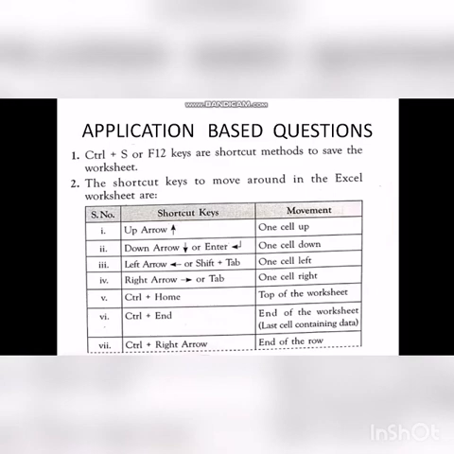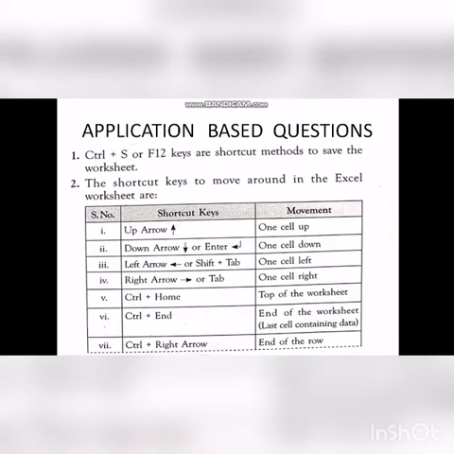Second question, Rahul wants to create a workbook containing the monthly expenses. Suggest him some shortcut keys to move around in an Excel workbook. This answer is in your book and you can mark this answer. The shortcut keys to move around in the Excel worksheets are given. First, second, third, fourth, fifth, sixth, seventh. That is up arrow one cell up, down arrow one cell down, left arrow one cell left, right arrow one cell right. Ctrl+Home top of the worksheet, Ctrl+End end of the worksheet, Ctrl+right arrow end of the row.